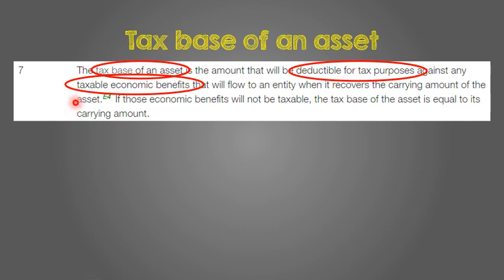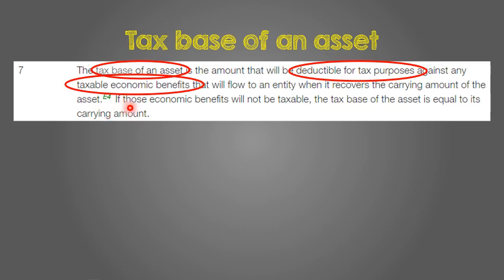In paragraph 7 of IAS 12, we find the formula for calculating the tax base of an asset. And when we read this first sentence, you'll see that it sounds very familiar. The tax base of an asset is the amount that will be deductible for tax purposes against any taxable economic benefits that will flow to the entity when it recovers the carrying amount of the asset. So in future, when we recover the carrying amount of the asset, the deductions that we can set off against the taxable economic benefits will be our tax base.